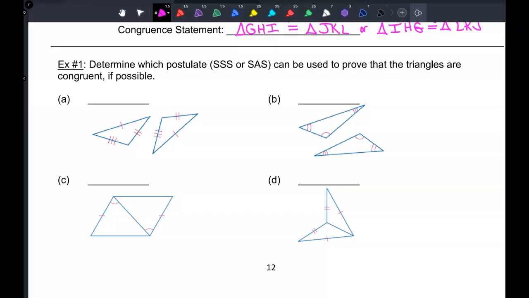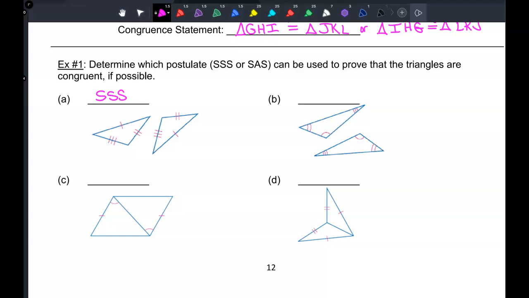We're just doing two: side-side-side and side-angle-side. We want to determine which postulate, side-side-side or side-angle-side, can be used to prove that the triangles are congruent, if possible. So some of them might not be possible. Okay, A. All three sides are there, so side-side-side. Okay, let's look at B.